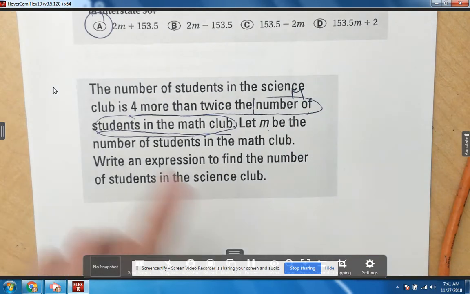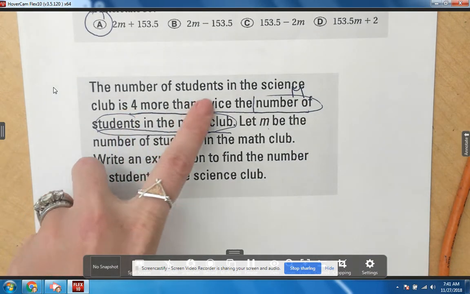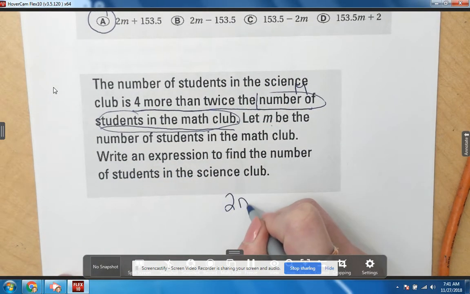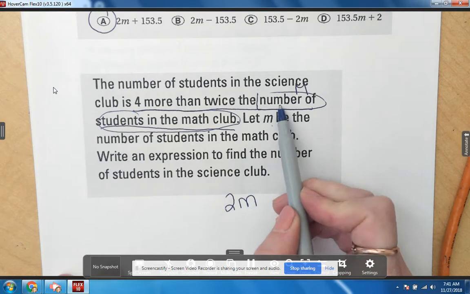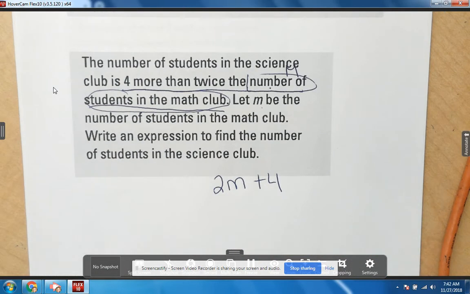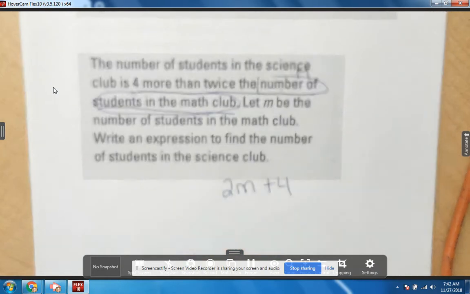So now we have to figure out what would look like 4 more than twice M. Twice M means 2 times M. So 2 times M is twice M. 4 more than that means plus 4. So that would be our expression: 2 times M plus 4. Okay.